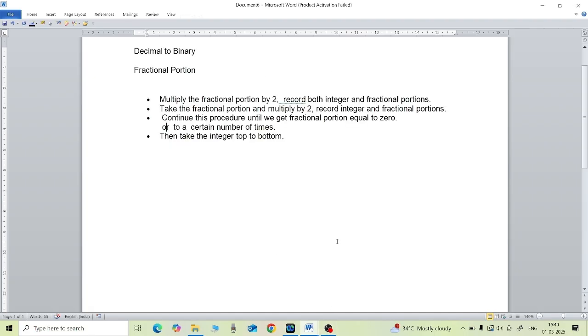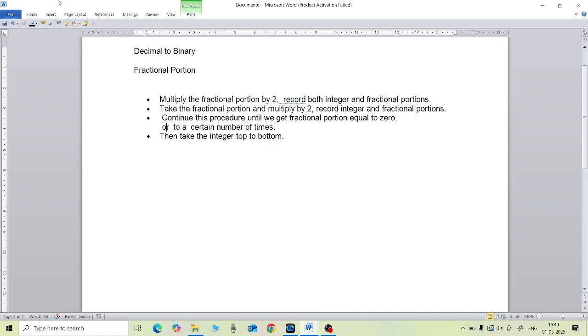Now we will see how to convert a fractional decimal number to binary. The procedure is: multiply the fractional portion by 2, and record both the integer and fractional portions. Take the fractional portion and multiply by 2, and record the integer and fractional portions. Continue this procedure until we get the fractional portion equal to 0 or up to a certain number of times. Then take the integers top to bottom. We will see an example.